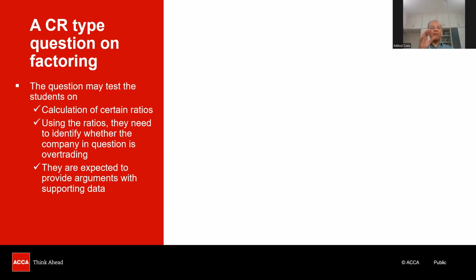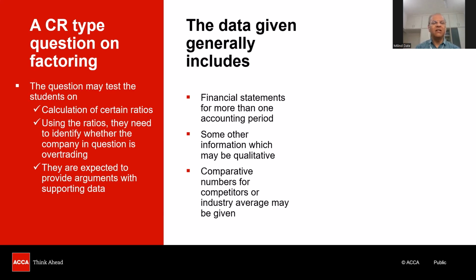So a CR type question will involve, as I said, calculation of ratios and then arguments based on the interpretation of the ratios, whether the company is overtrading or not. You will generally get the data in terms of financial statements for more than one accounting period, some qualitative information, and maybe at times comparative numbers you will get from competitors or industry average as such.